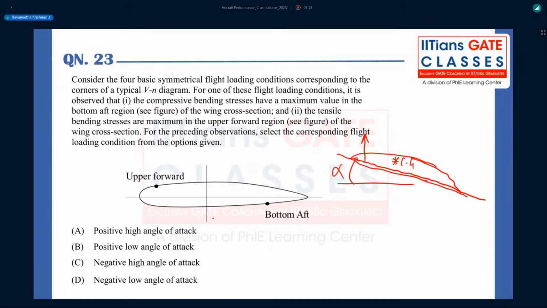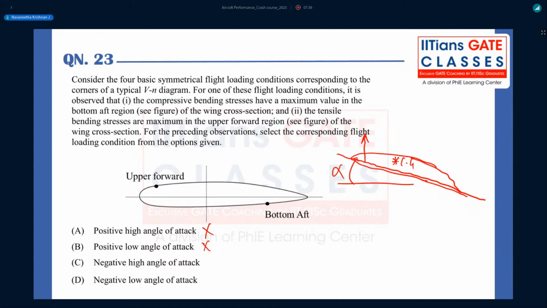So this option is wrong, because they want compressive bending stress at the maximum value in the bottom half region, and in the upper half region you have to have a tensile maximum bending stress. So this option is wrong. If you keep it positive low angle of attack also, the same thing will happen. So this option is also wrong.